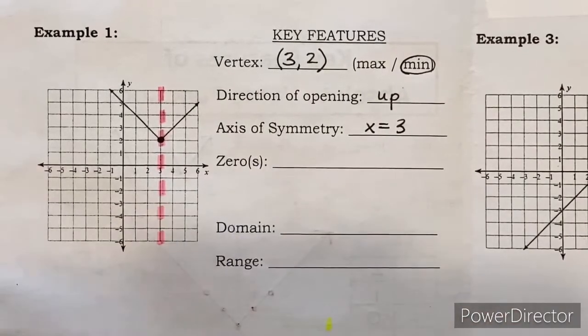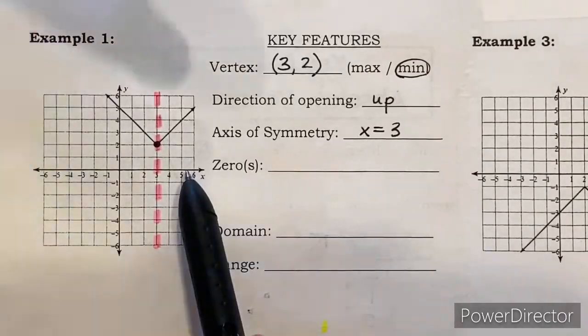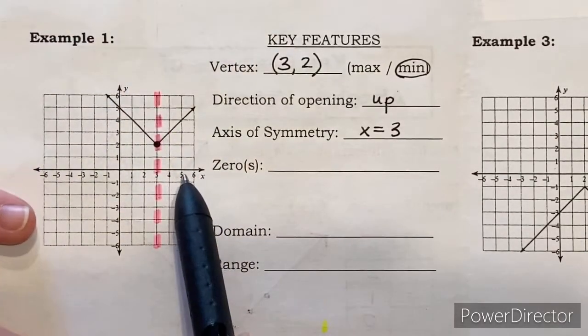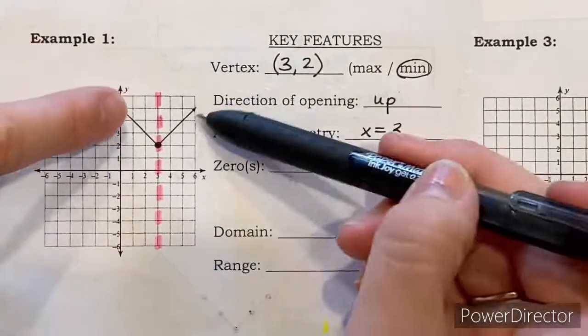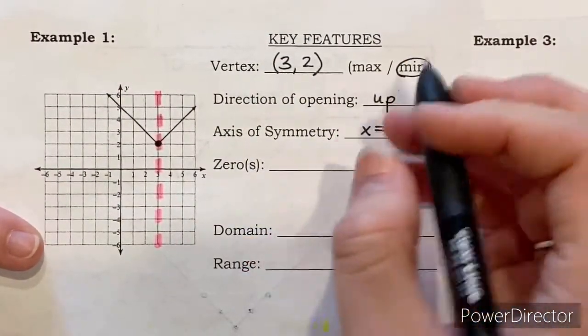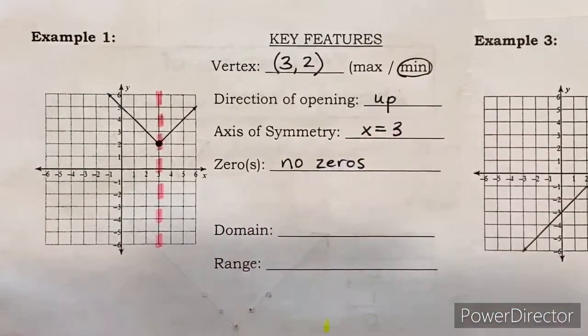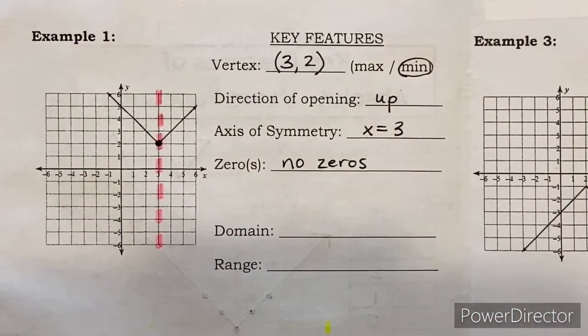Zeros, that's the next one. Remember, zeros are the numbers where the graph crosses or intersects the x-axis. So here's our x-axis, and that graph is sitting up here above it, and these arrows are going up forever. So this one actually does not have any. The graph never touches the x-axis, so there are no zeros. If there were, then we would just list out the numbers.